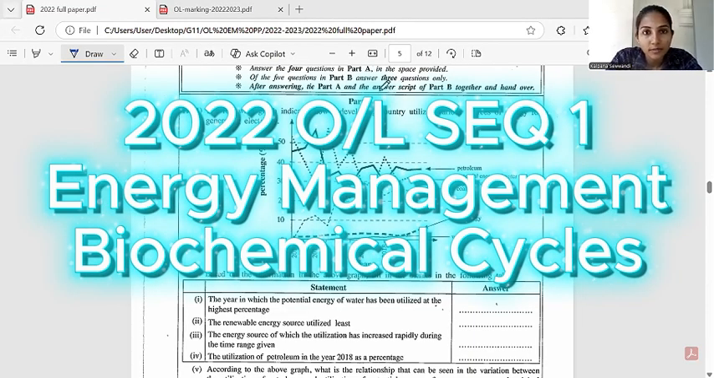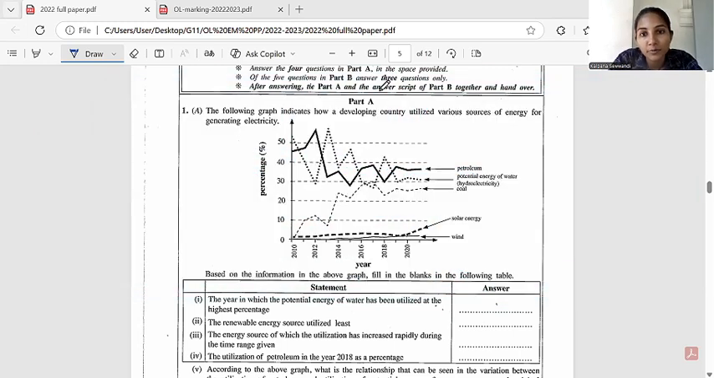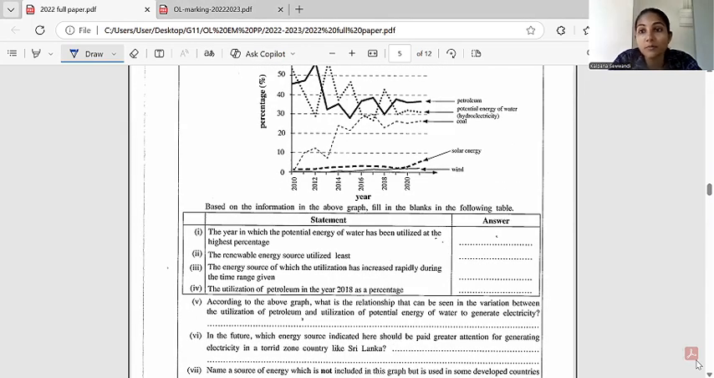Let's start to discuss structure disease. The first question: the following graph indicates how the developing country utilized various sources of energy for generating electricity. Look at this graph. It contains petroleum, potential energy of water, which means hydroelectricity, coal, solar energy, and wind. Those are the sources of energy utilized to produce electricity. Based on the information in the above graph, fill in the blanks in the following table.